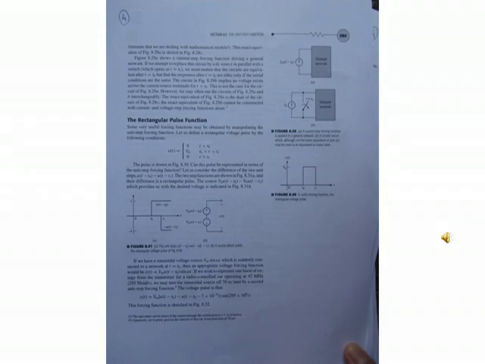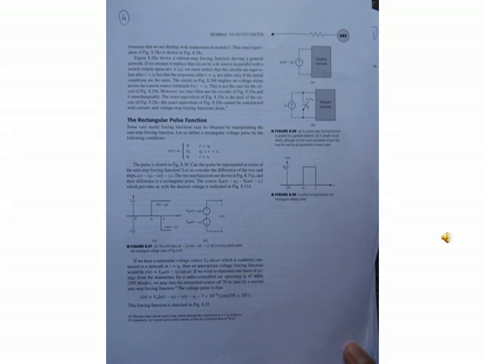So the next topic will be the rectangular pulse function. The voltage v(t) is given: for t less than t0, the value of the voltage is 0. When t is between t0 and t1, the voltage value is V0, and for t more than t1, the voltage value will be 0. So this voltage can be plotted in the figure.